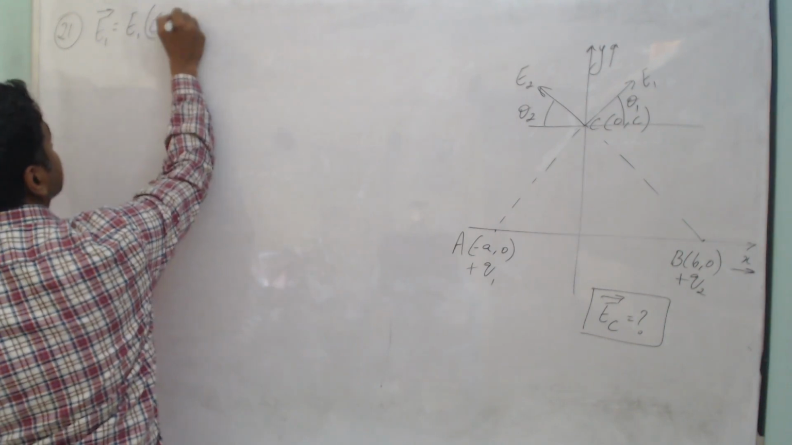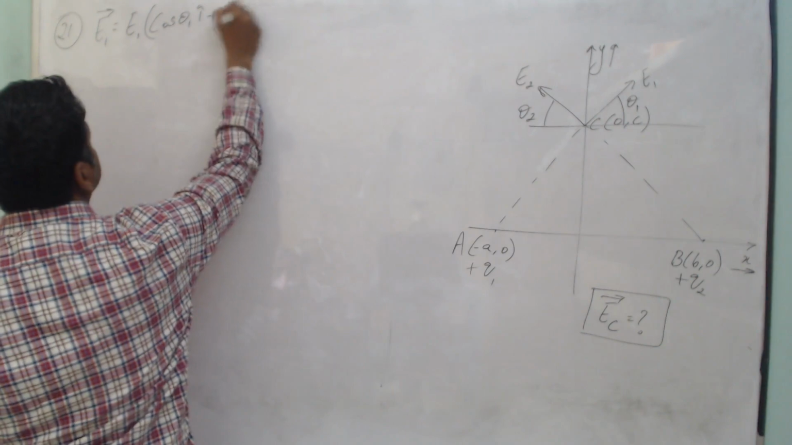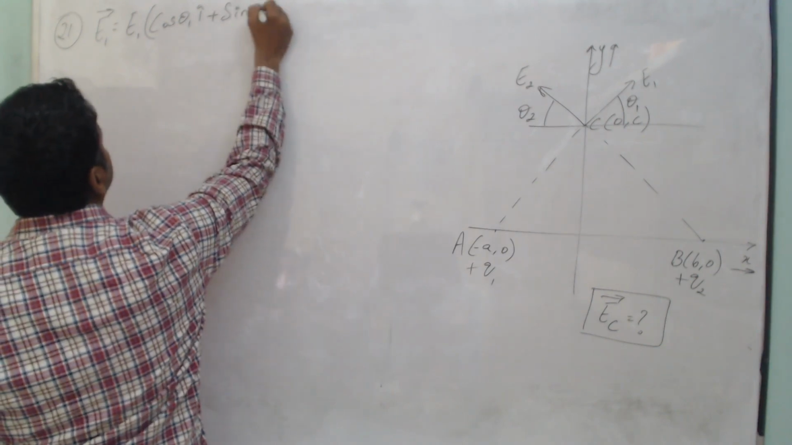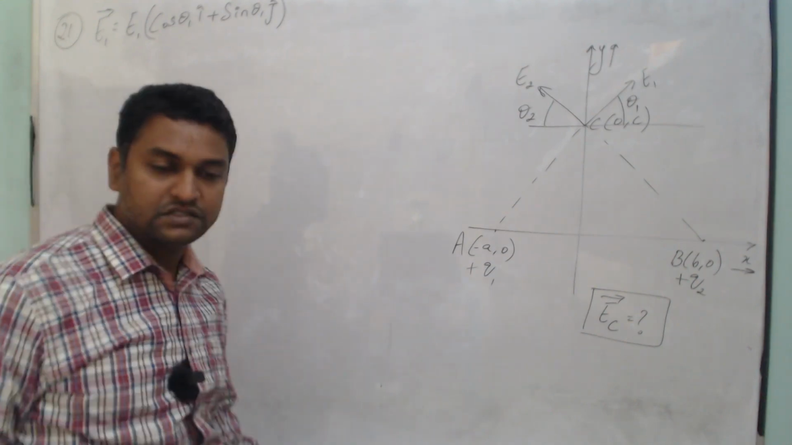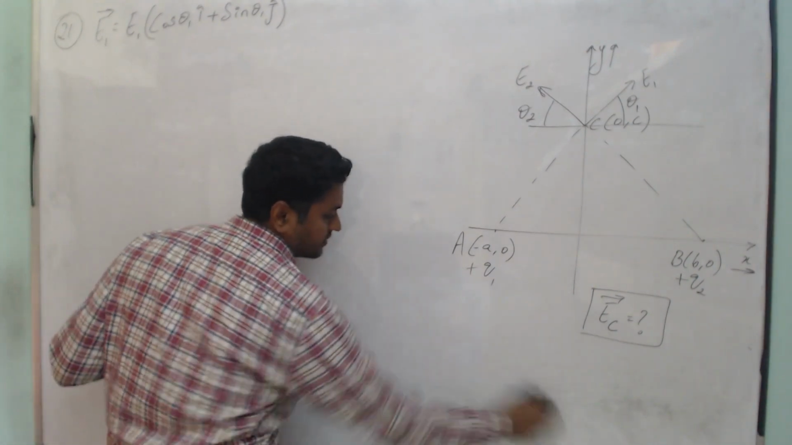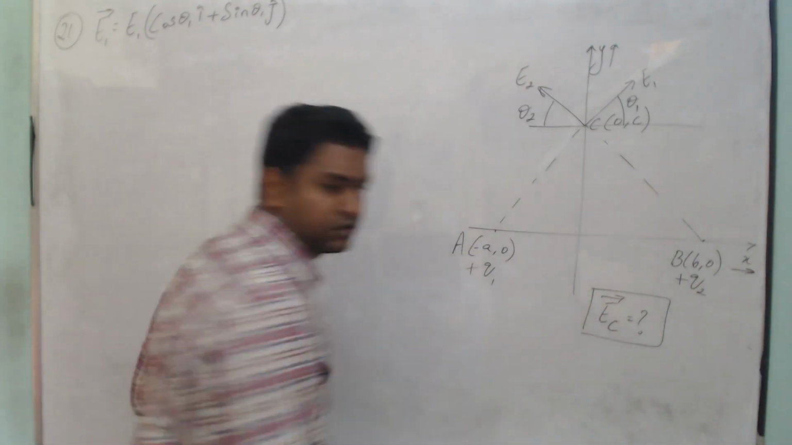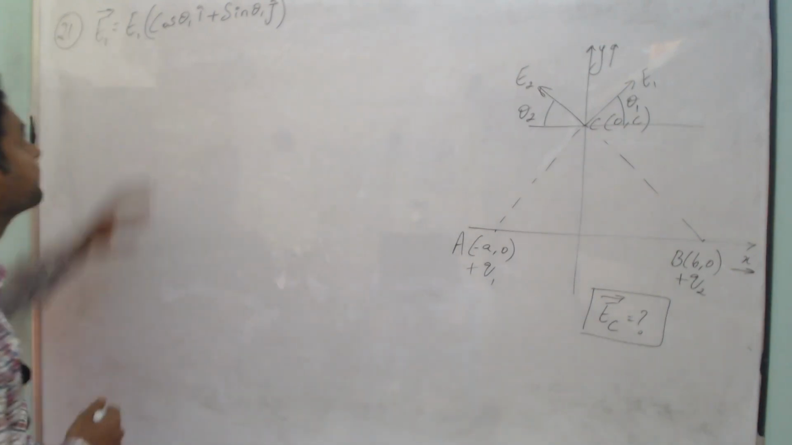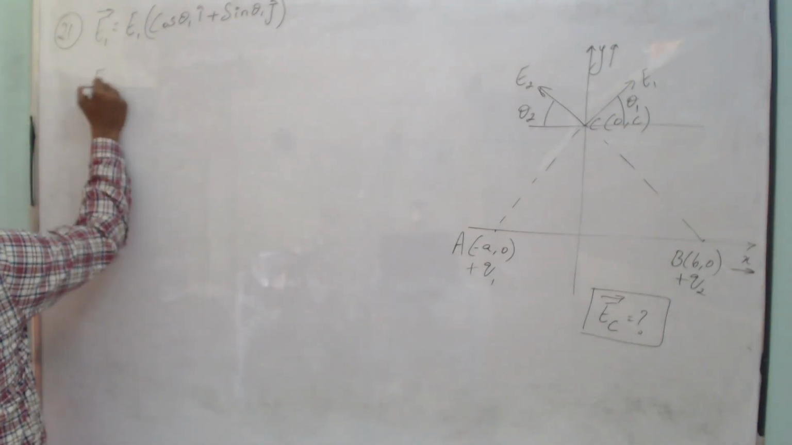Cos theta 1 i cap plus sine of (90 minus theta 1) j cap, which is sine theta 1 j cap. Yes, sir. That's why I said vectors is very important. I told this to you long ago. Right? Done? Now, E2 bar.